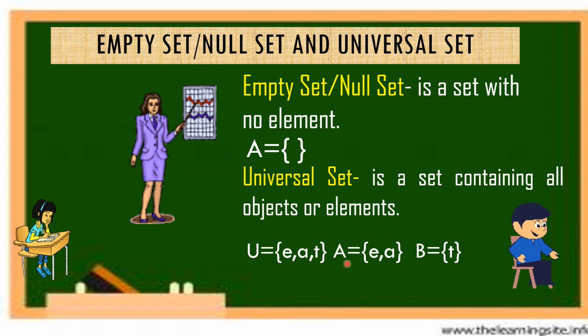Set A, whose elements are E and A. And E and A is a part of the universal set U. Set B is a set whose element is T. And T is a part of the universal set E, A, and T.